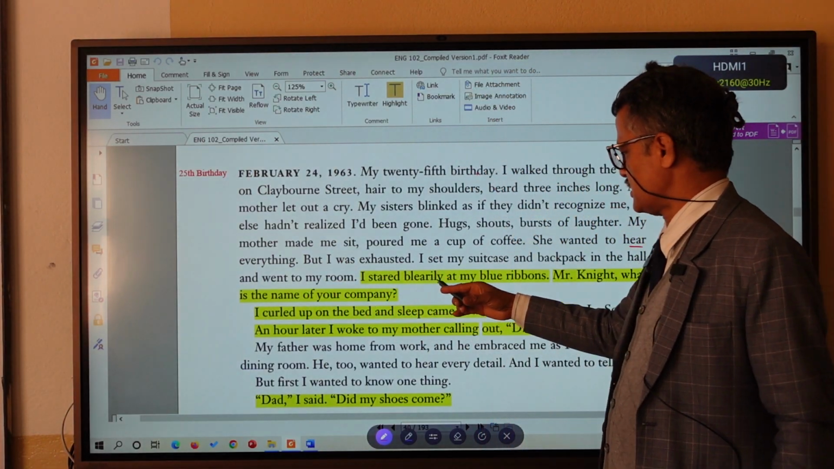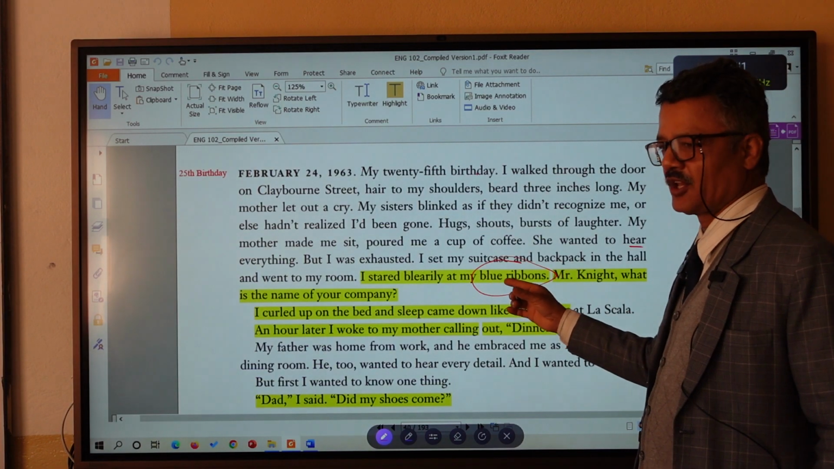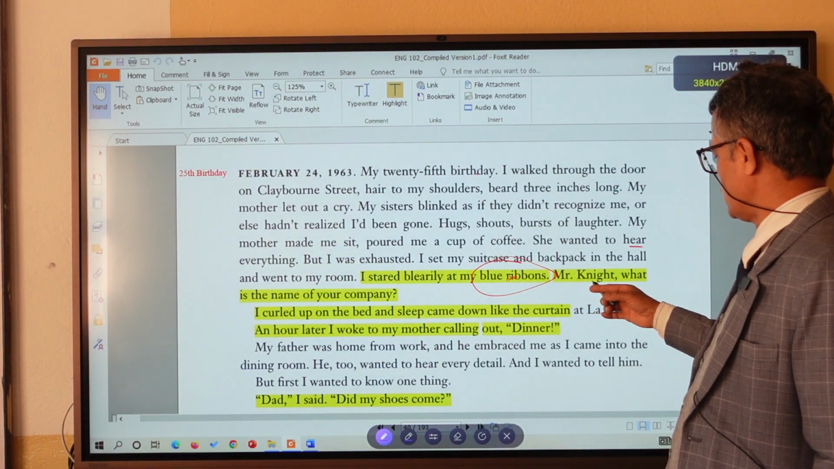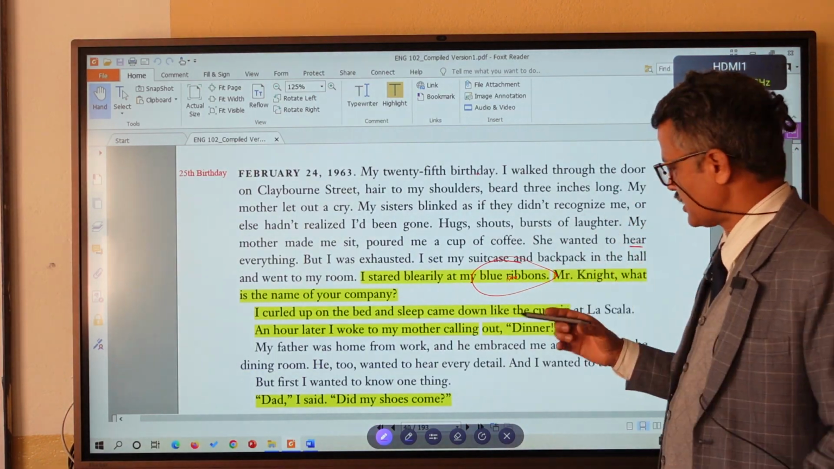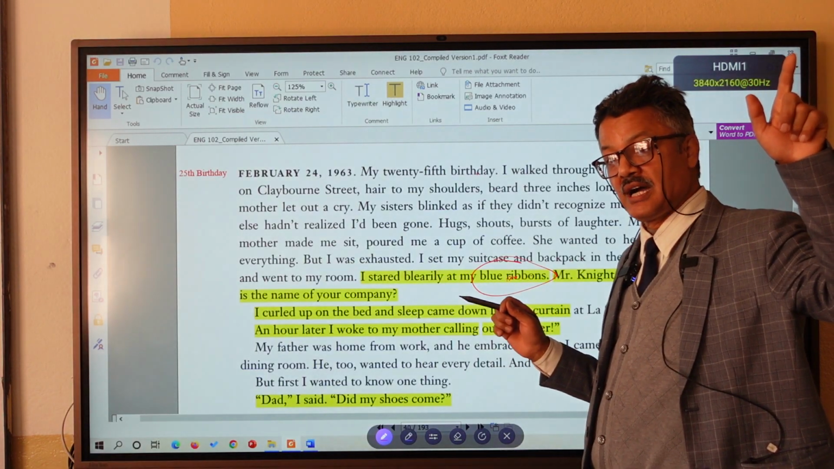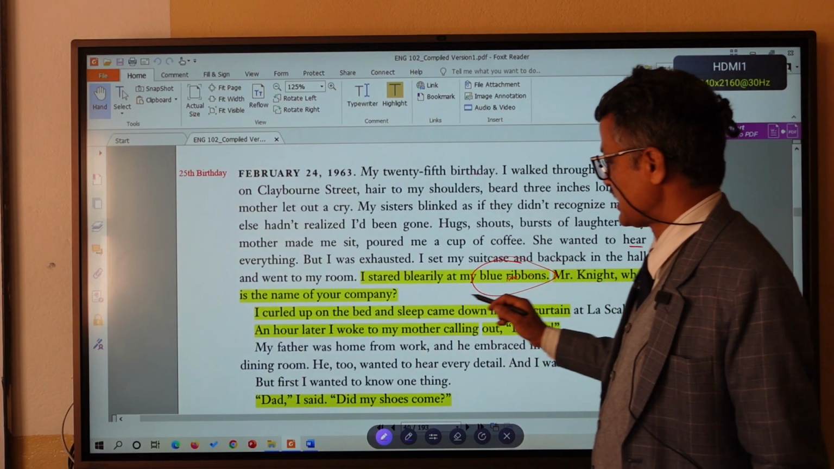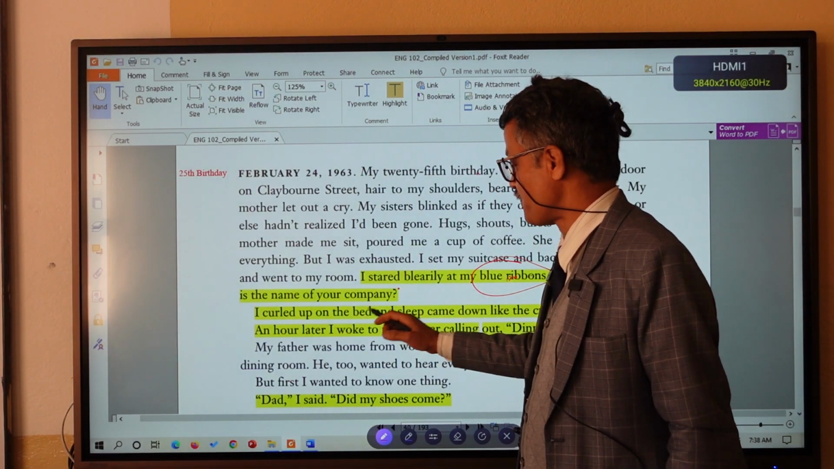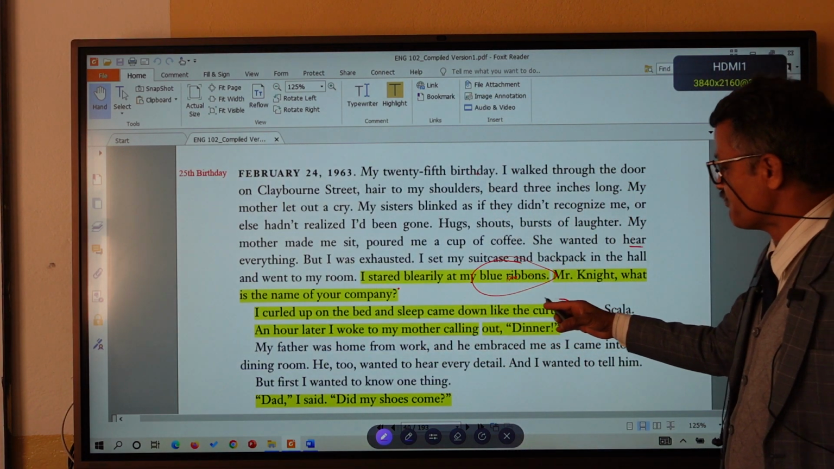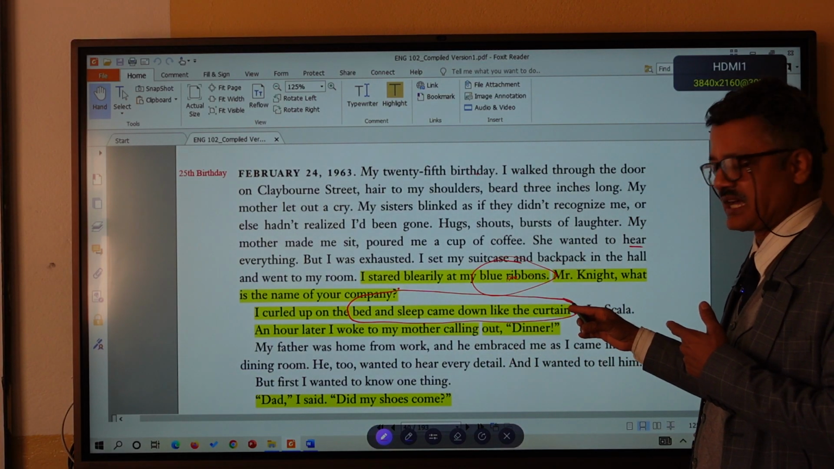I stared blearily at my blue ribbons. Look, this is the name he gave to his company, right? This is how the story gets tied. The word blue ribbons comes in chapter 1, Dawn, page 1 or 2. And the word blue ribbon comes at the end of the story here. Mr. Knight, what is the name of your company? That question remembers. I curled up on the bed and sleep came down like a curtain. Before this, he never could sleep. See the denouement. See the following action.